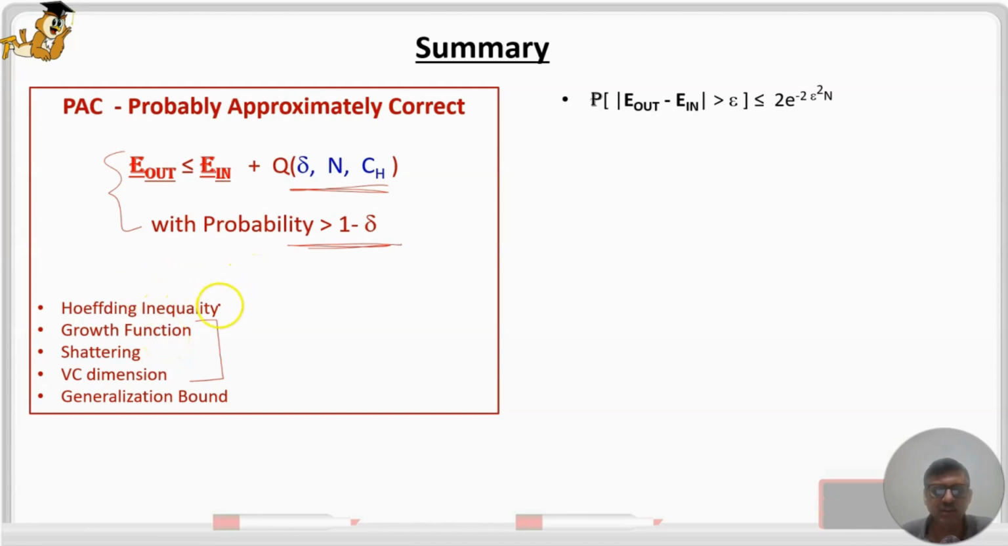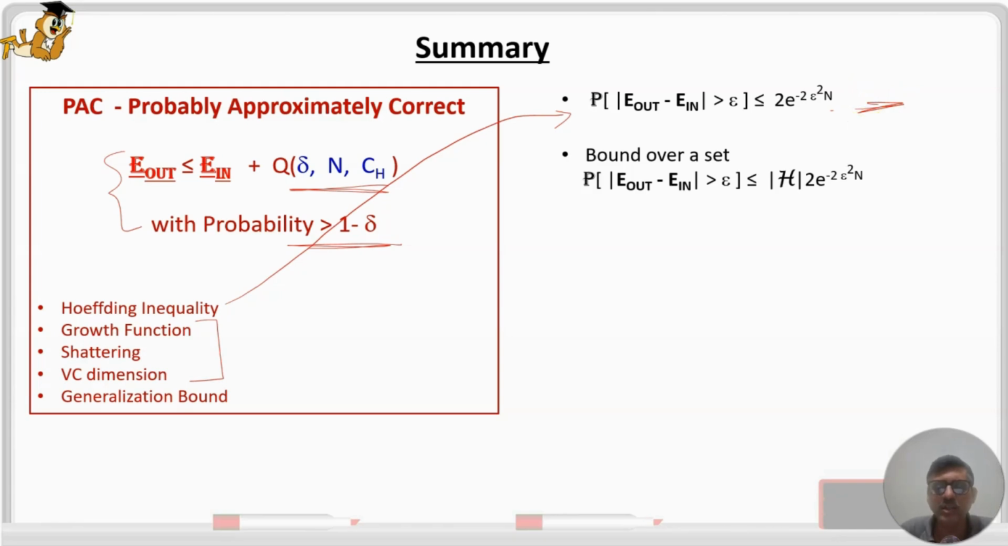We began with Hoeffding's inequality. With a clever trick of coloring those marbles in the bin, we came up with the result that the probability of the absolute difference between E out and E in being higher than epsilon, for a given epsilon, would be less than 2 e to the power minus 2 epsilon squared n. So this was a direct fallout of Hoeffding's inequality.